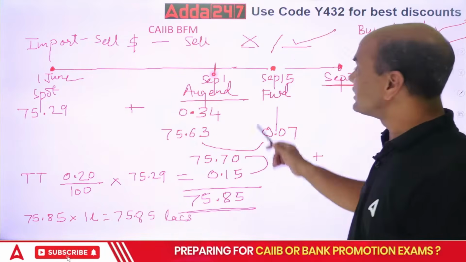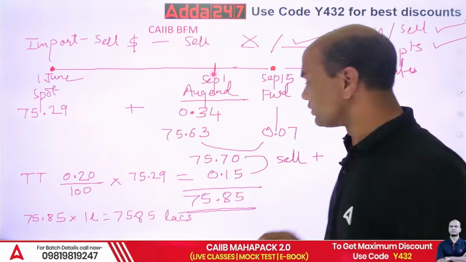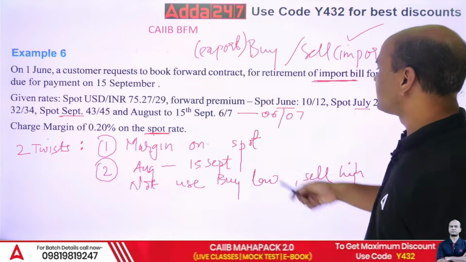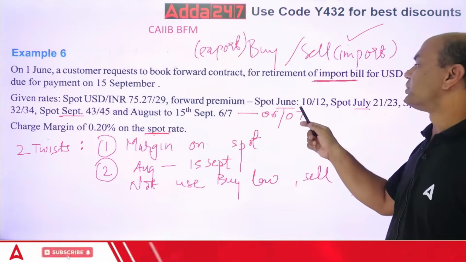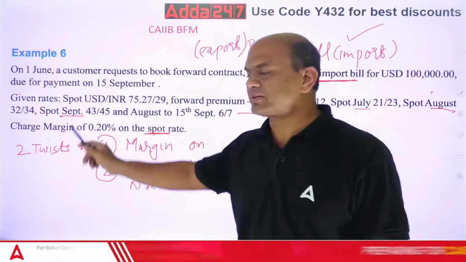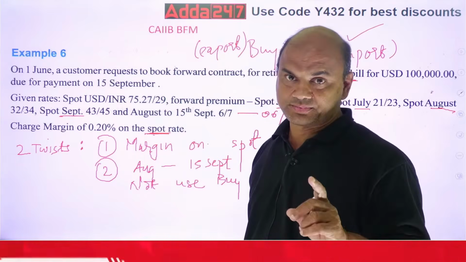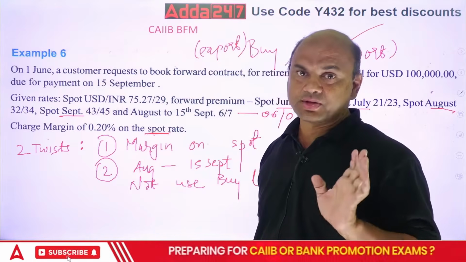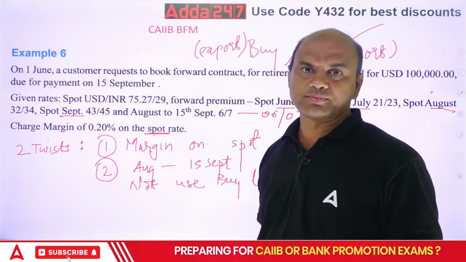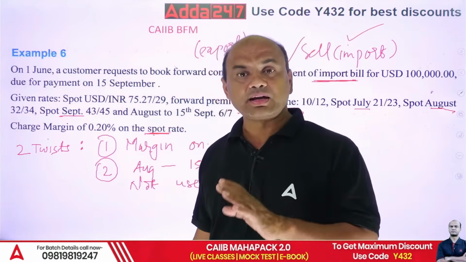Now, what is the rate for September start? One thing you note, if you look at the rates given over here, spot of June is given, July is given, August is given, and September is given. So I want now the September 1 rate. Kindly note one point: whenever you want the beginning of any month, the rate is of the earlier month.